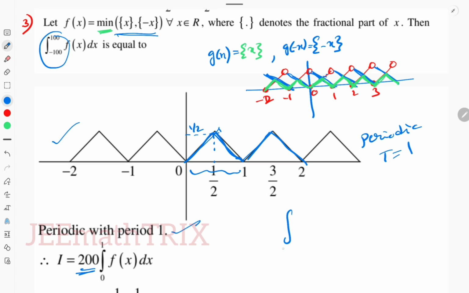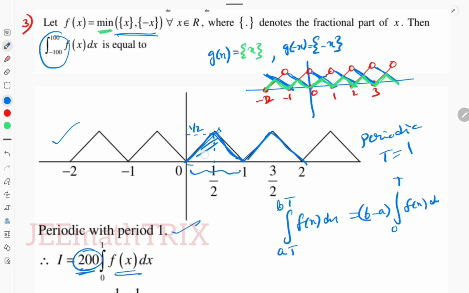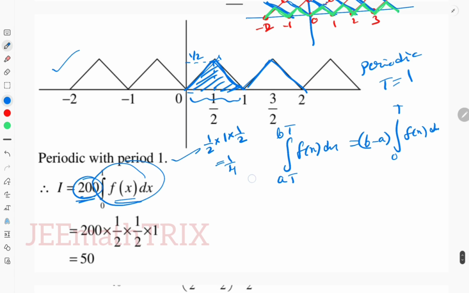We have a property that for the integral from a to b of f of x dx, if f is periodic with period T, then it is (b minus a) over T times the integral from 0 to T of f of x dx. So 100 minus of minus 100 gives 200 times the integral from 0 to 1 of f of x dx. Between 0 and 1, what is the area of the triangle? Half into base 1, height half, so it is 1 by 4. So the value of the definite integral is 1 by 4. So 200 into 1 by 4, the value is 50.